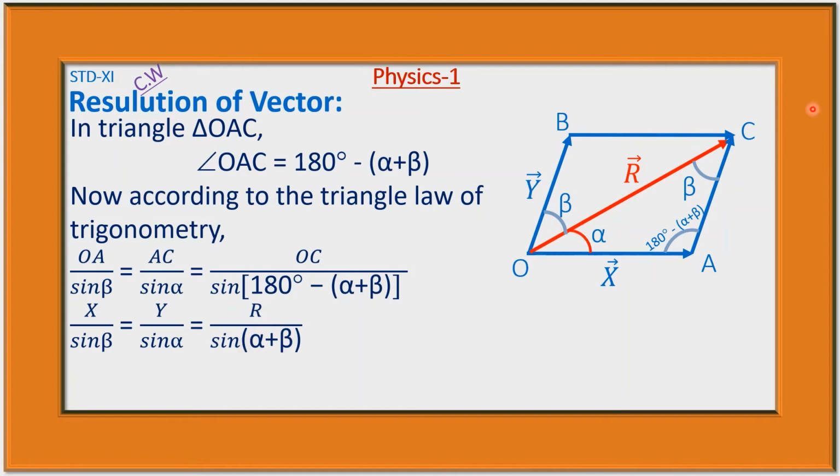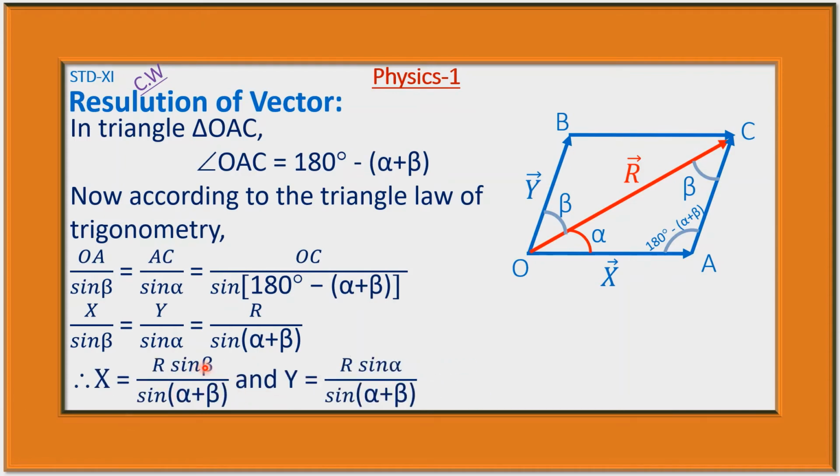Here OC is the r vector, so OC is equal to r, and we know sin 180 degree minus theta is equal to sin theta, therefore here r divided by sin alpha plus beta. Sin 180 degree minus alpha plus beta is equal to sin alpha plus beta. Therefore x is equal to r sin beta divided by sin alpha plus beta, and y is equal to r sin alpha divided by sin alpha plus beta.